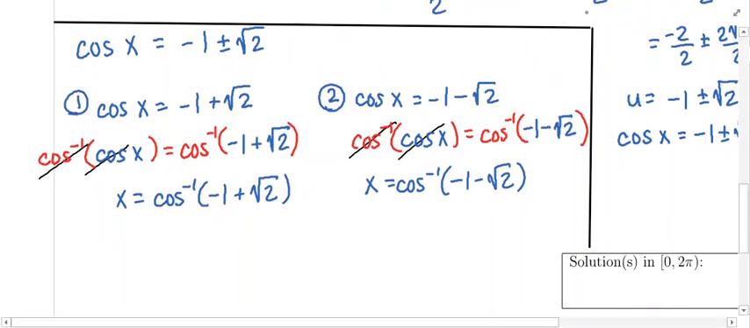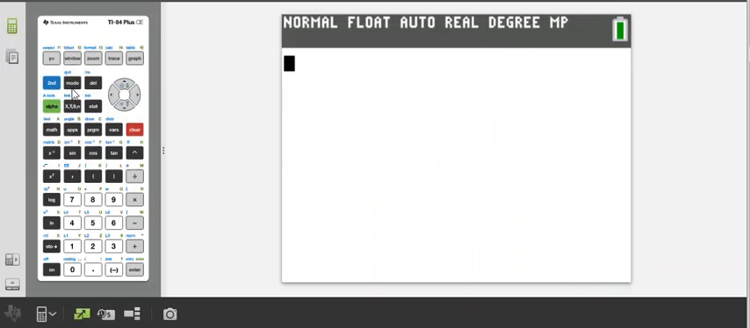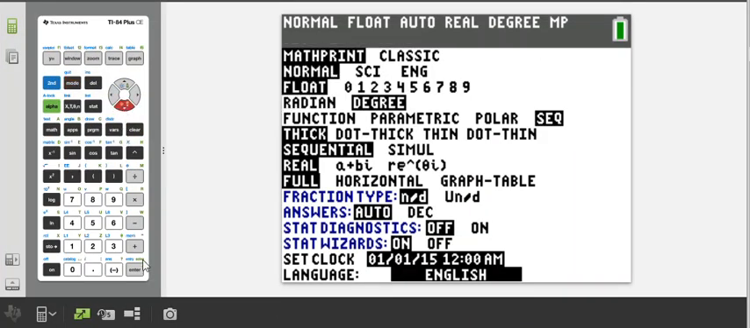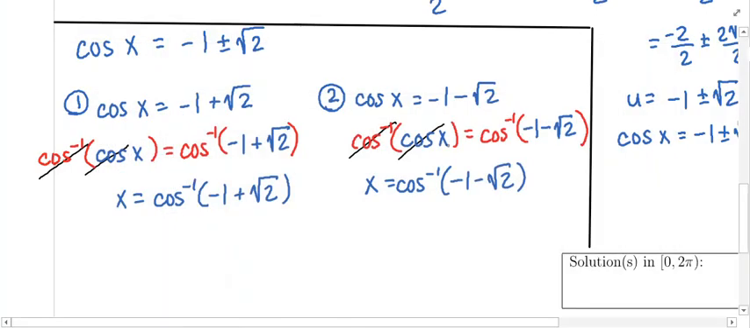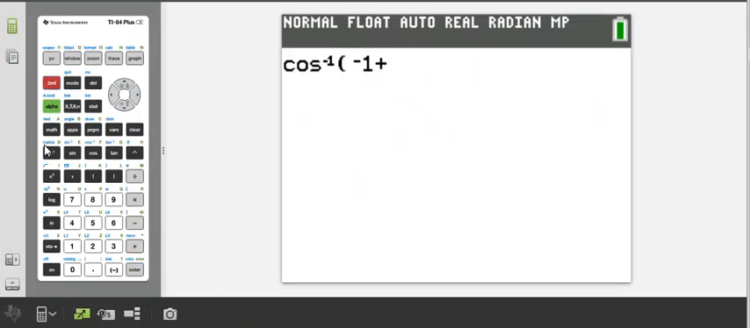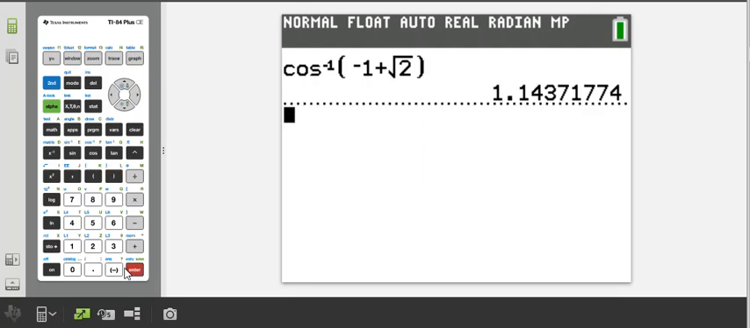So we're going to be getting decimal answers here for our angles. They will be in radians, so when we go to the calculator, we've got to make sure that we are in radian mode. All right, so let's do it. I'm going to go to my calculator. I'm in degree mode currently, so I'm going to change over to radians. And I'm going to do the cosine inverse of negative 1 plus the square root of 2. So here we go. Let's see what that gives us. This is a radian measure.